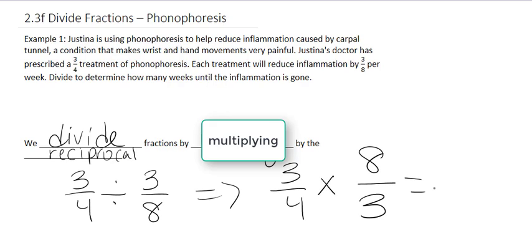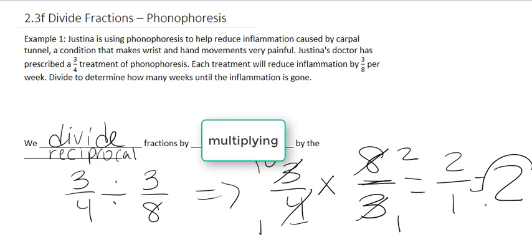So now we can multiply because we know how to do this. So let us reduce before we multiply out though. So we have a 3 and a 3, so they each become 1. We notice this 4 and this 8, so we can divide by 4. So 4 divided by 4 is 1. 8 divided by 4 is 2. So we are left with 2/1, which is simply just 2.